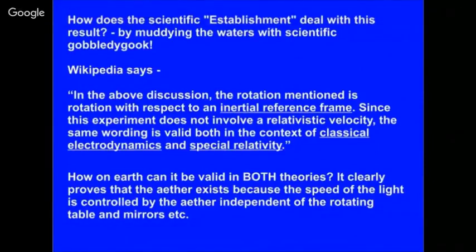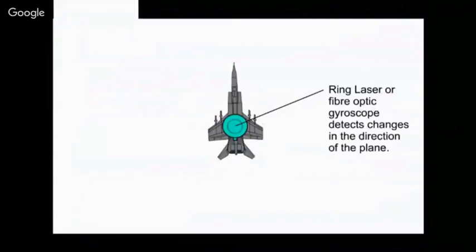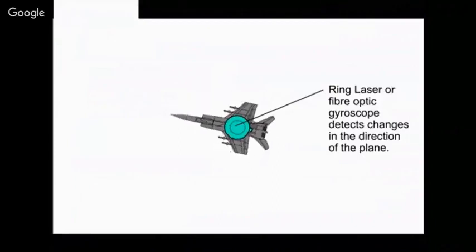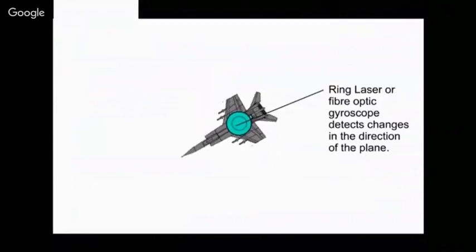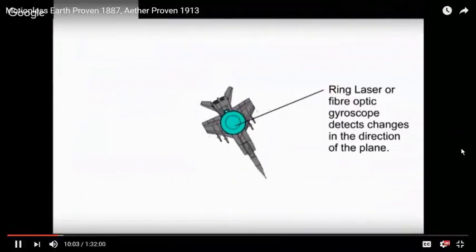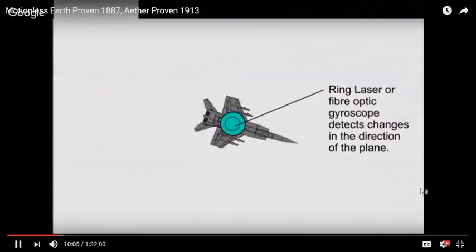How on earth can it be valid in both theories? It clearly proves that the ether exists, because the speed of the light is controlled by the ether, independent of the rotating table and mirrors. This Sagnac effect is used by airlines for their compass directions. As the plane turns, the change in the fringes is translated into a change in the direction of the plane that then registers on the cockpit compass.